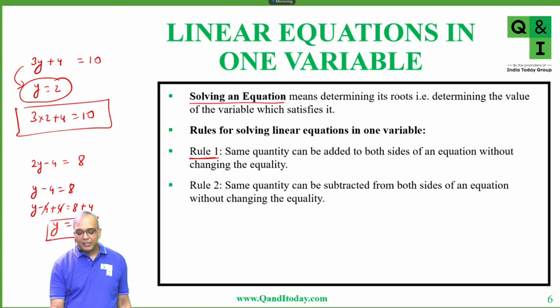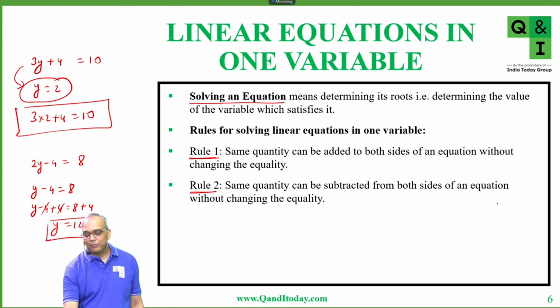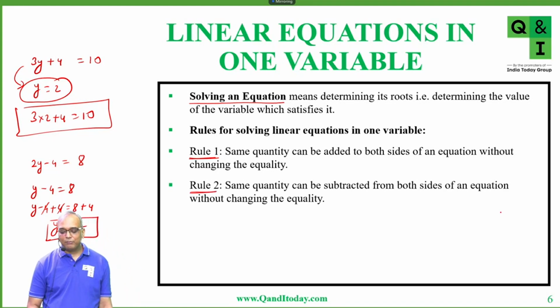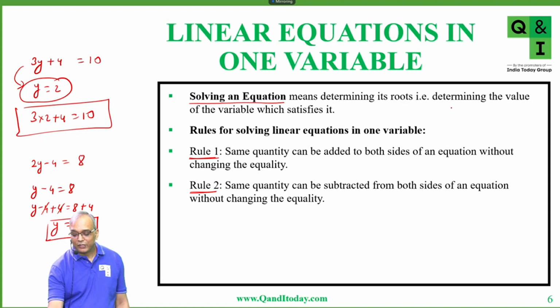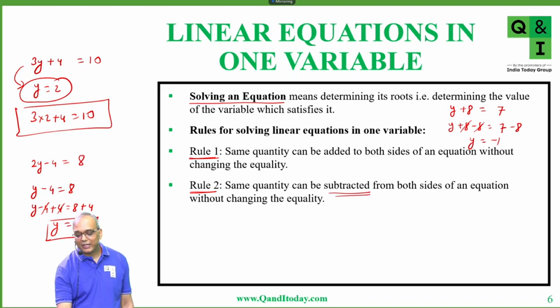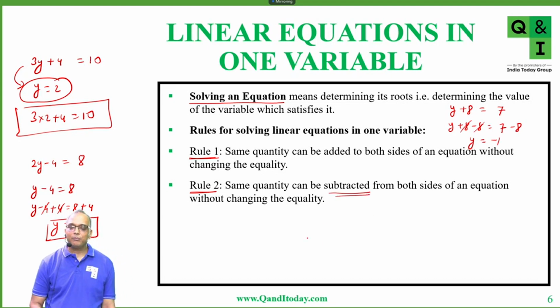Similarly, rule 2 says that the same quantity can be subtracted from both sides of an equation. For example, if we have y plus 8 is equal to 7, you can subtract 8 from both the sides. So you will get, this gets cancelled, y is equal to minus 1. So you can subtract the same quantity from both sides without changing the equality.